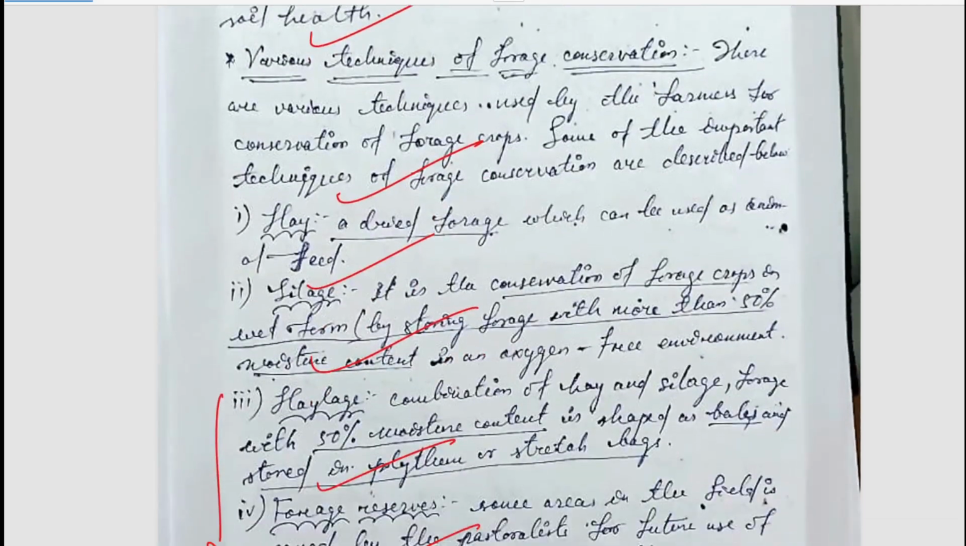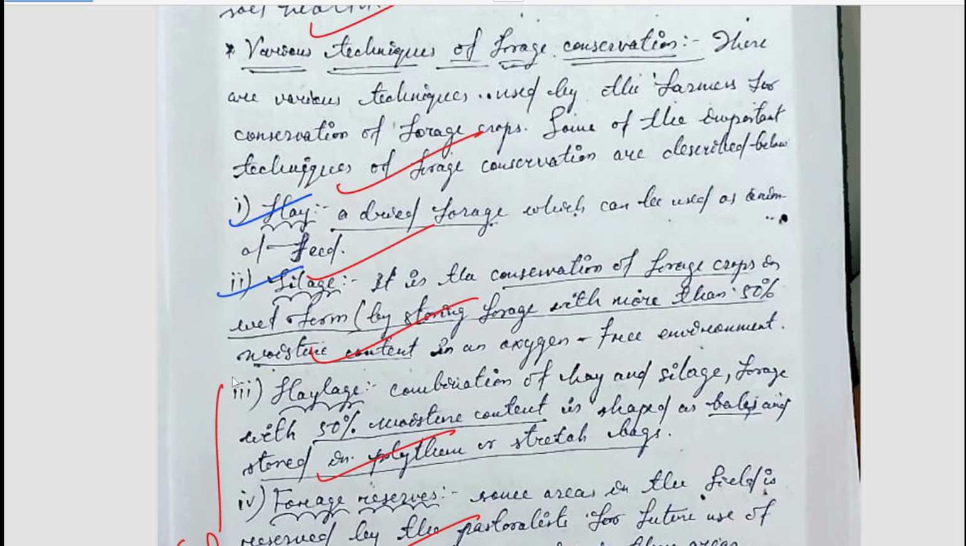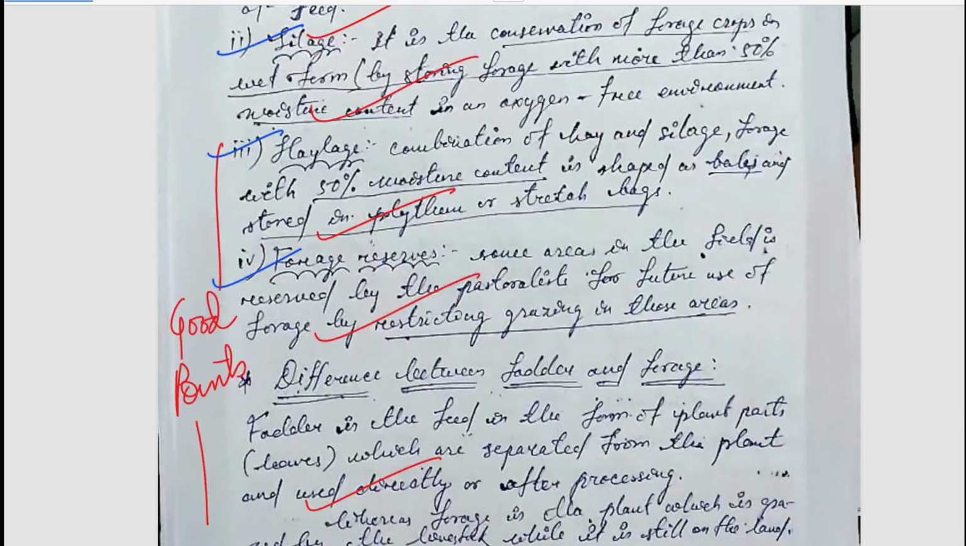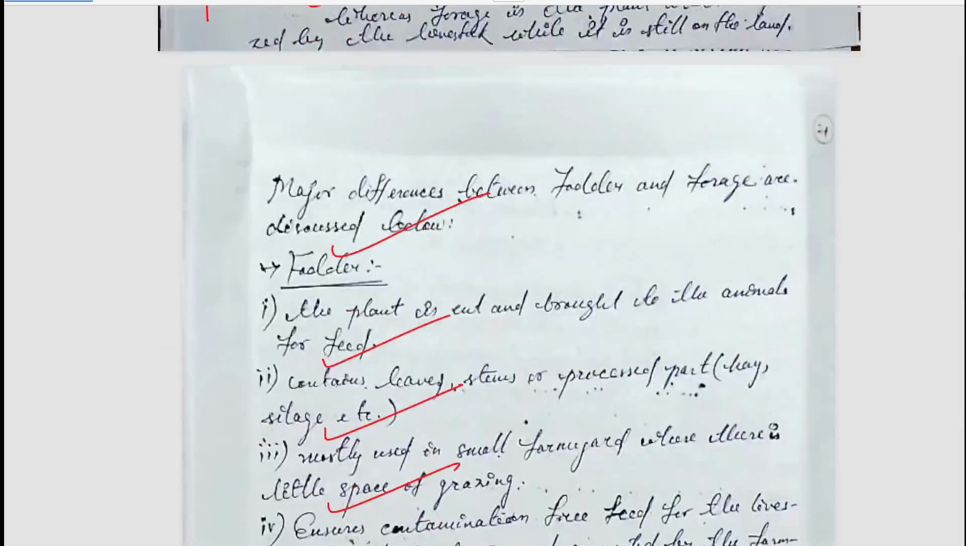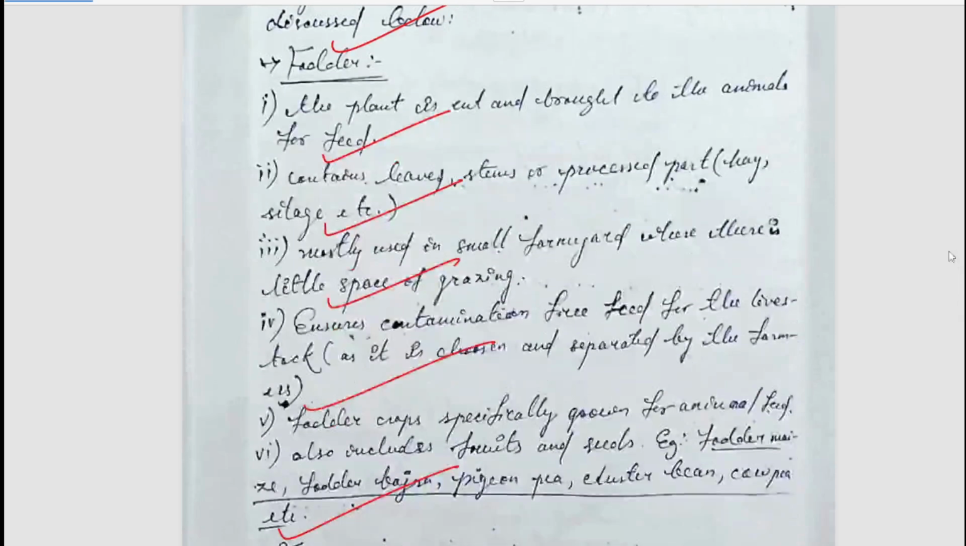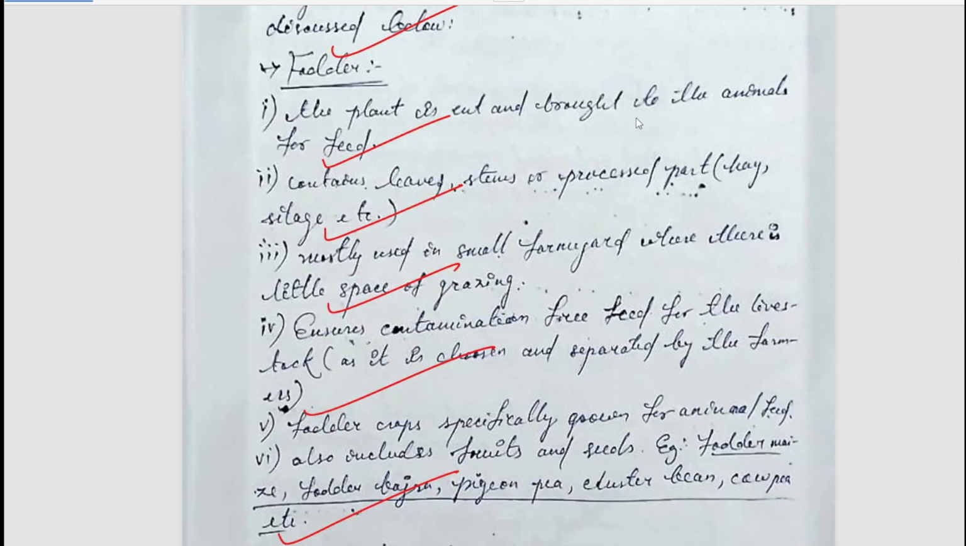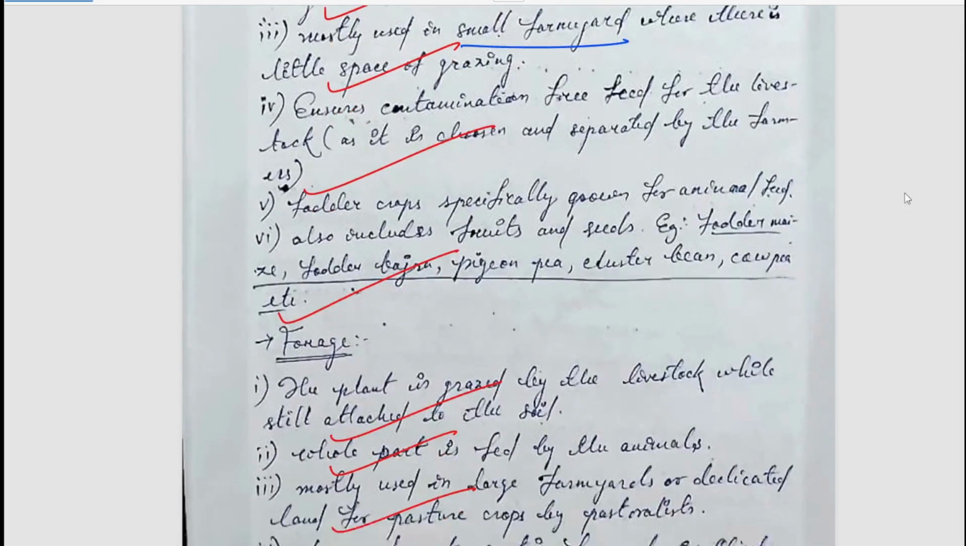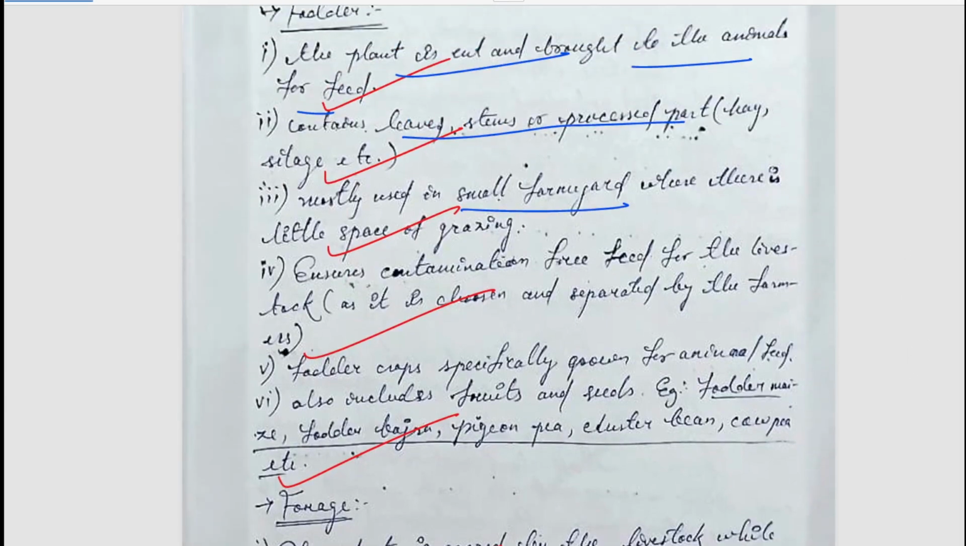Now various techniques have also been mentioned, such as hay making, silage making, haylage, forage reserves. Differences have been mentioned, such as first of all, the student has written about fodder. It is brought to the animals for feed, cut and brought to the animals. It is not stored generally. Okay, it contains leaves, stems, processed parts, mostly used in a small farmyard. So these are about fodder. You can simply pause and read it.